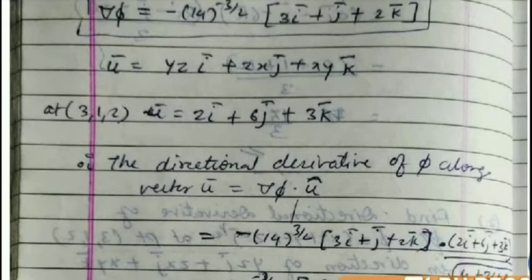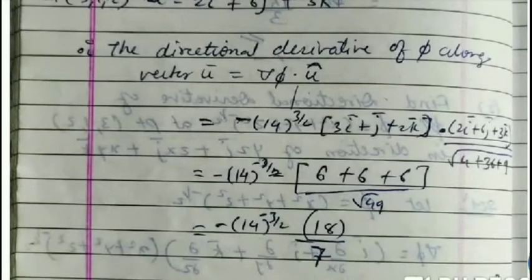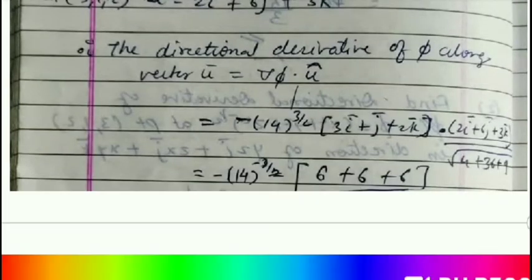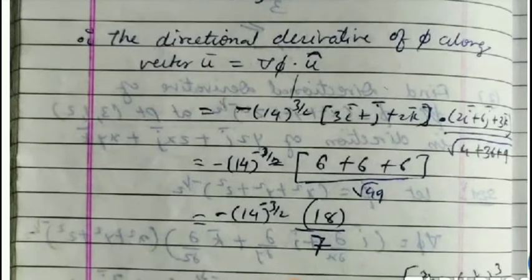Now as I told you, we are not directly given the value of u. By putting the value of x, y, z in this vector, we get vector u equals 2i plus 6j plus 3k. Now the final step: the formula of the directional derivative of phi along vector u bar is del phi dot u cap.